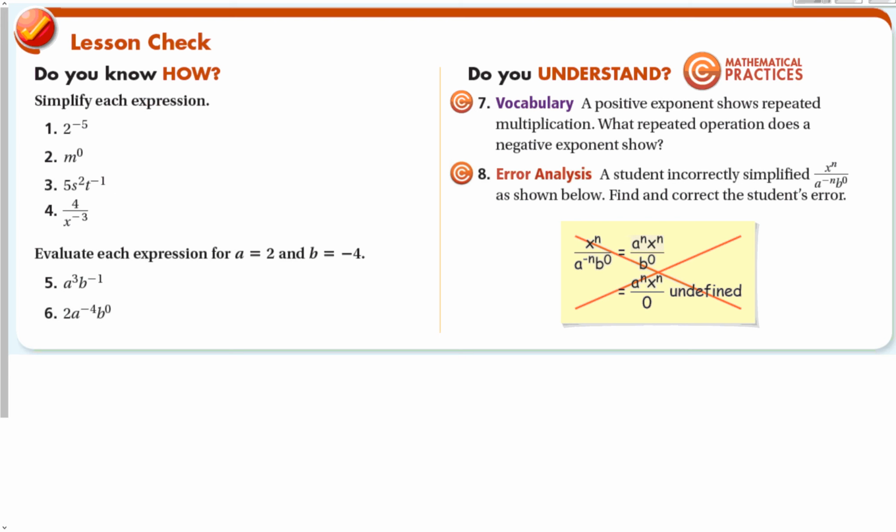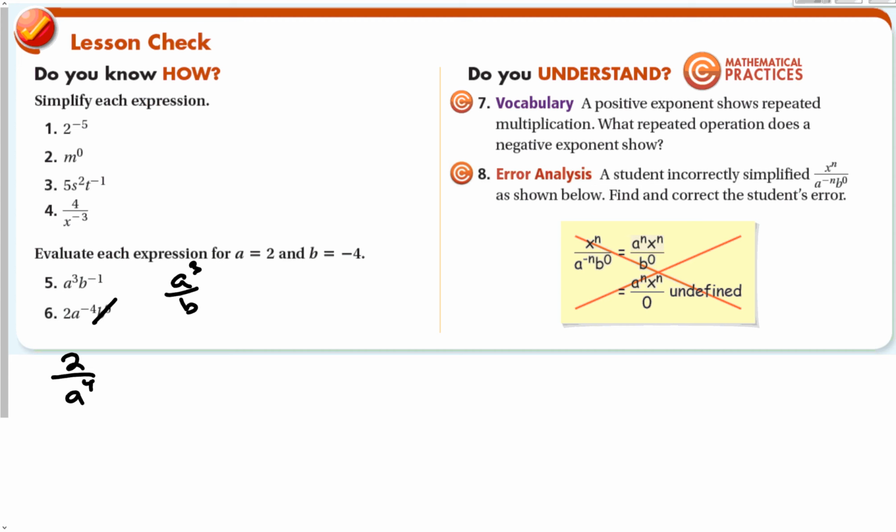All right. Evaluate each expression. So just plug in, simplify first. So this simplifies to a to the 3rd over b. This one simplifies to 2 over a to the 4th. The b to the 0 just goes away. And then just plug in 2 and -4 for a and for b.